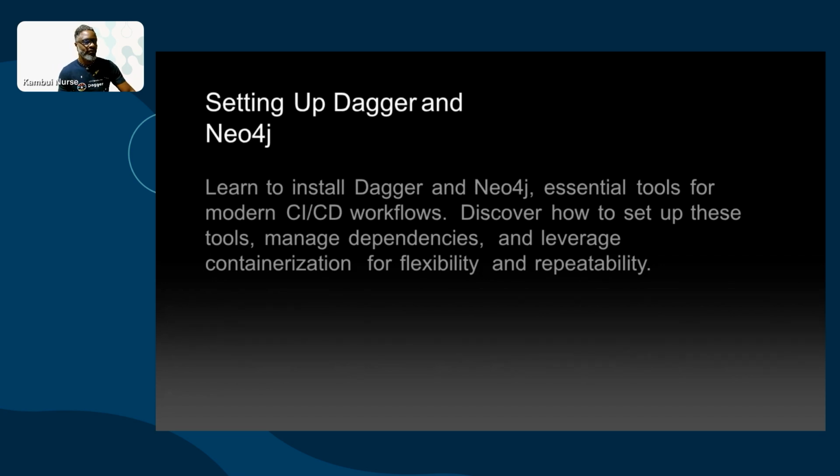Neo4j is a graph database that's perfect for modeling relationships in code, like how files import each other, how functions call one another, how classes depend on each other. For our workflow, we'll run Neo4j as a containerized service within Dagger itself, which means you don't need to install it separately. Dagger will handle spinning up the Neo4j container, managing its lifecycle, and connecting to it from all parts of the workflow.